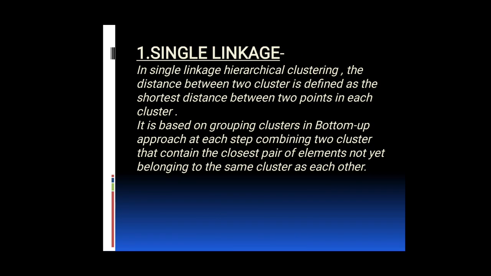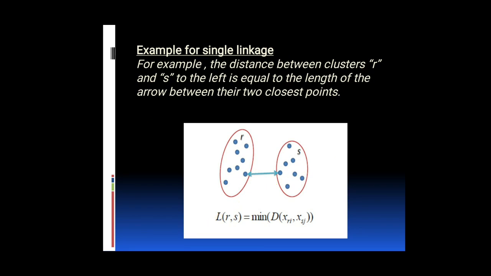First one, single linkage. In single linkage hierarchical clustering, the distance between two clusters is defined as the shortest distance between two points in each cluster. It is based on grouping clusters in a bottom-up approach. At each step, combining two clusters that contain the closest pair of elements not yet belonging to the same cluster as each other. This is the example for single linkage.